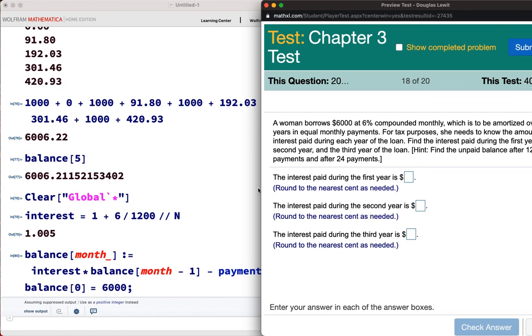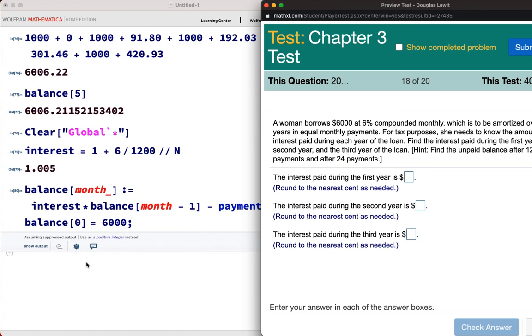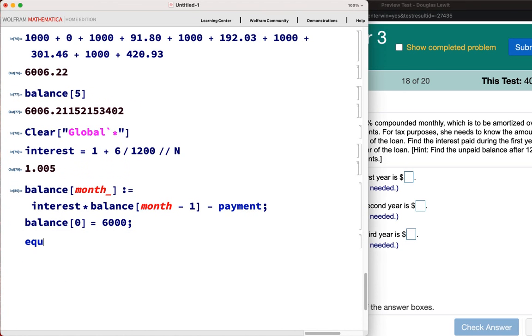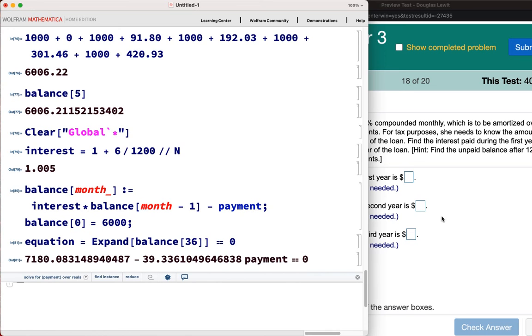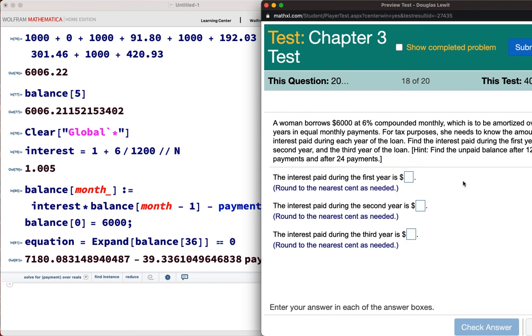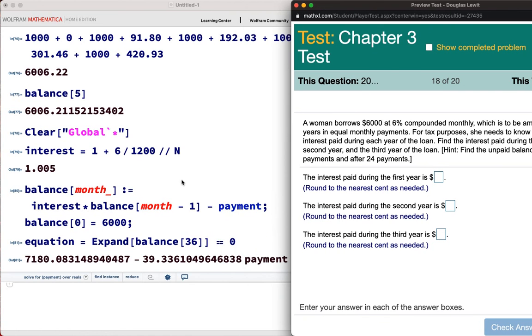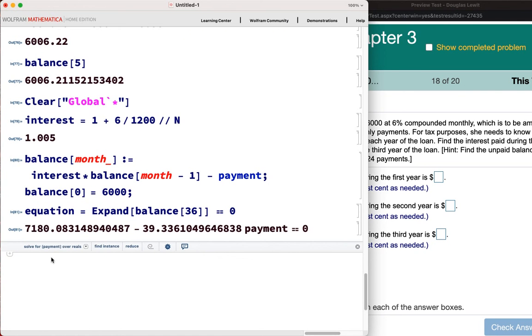So this is amortized for 3 years. So 3 times 12 is 36. So what is my equation? My equation is balance at 36 months is equal to 0. And we're going to solve my equation for the payment.